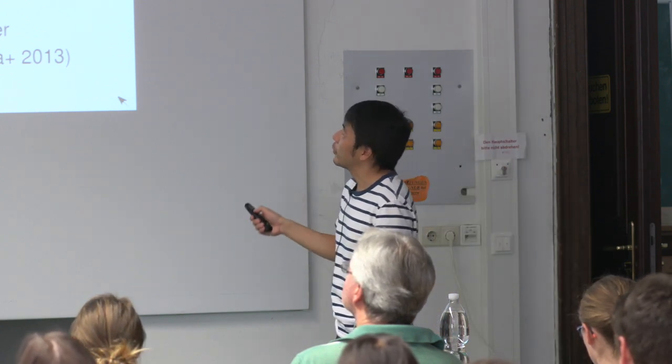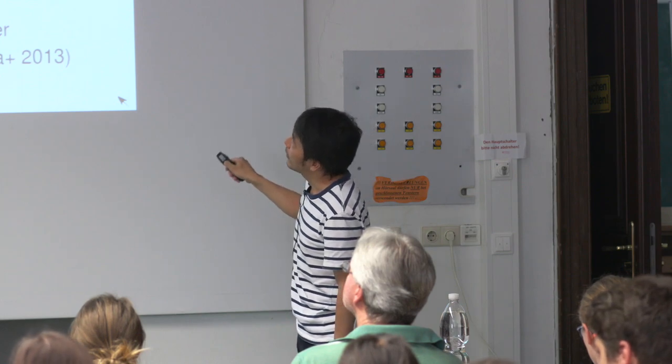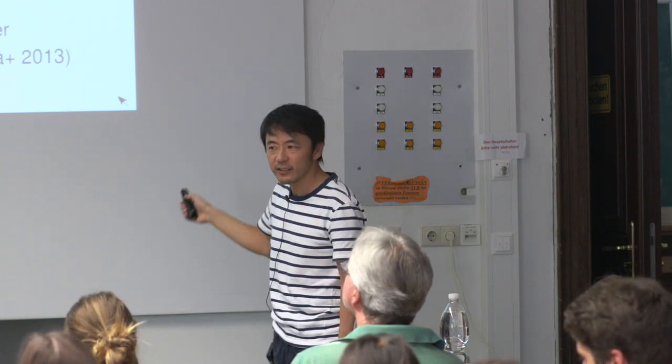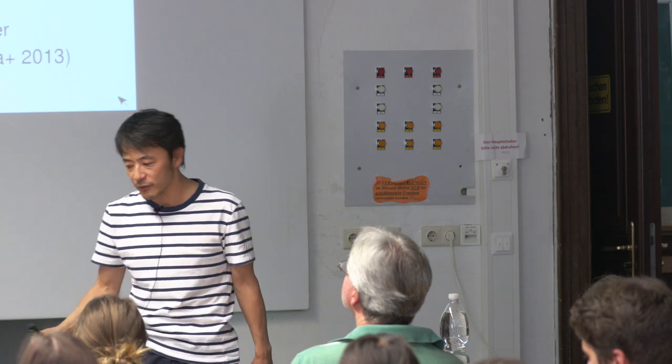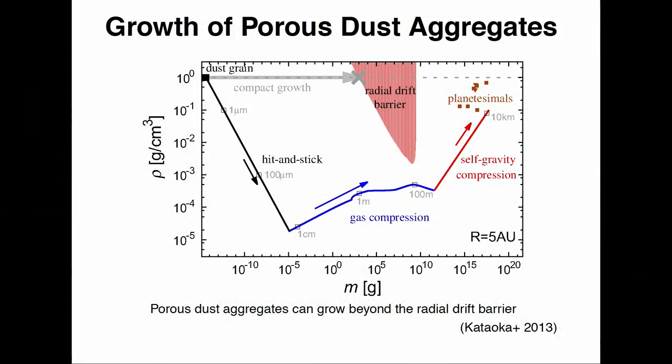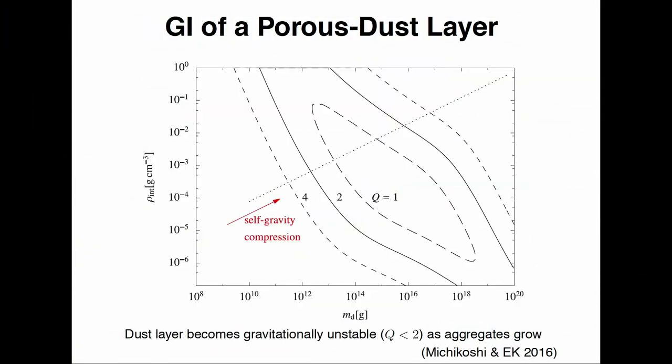And also, we studied this stage in detail, the dynamics of dust aggregates. So this is the same, sorry, the density-mass plane, and this is the dust growth of dust aggregates. And here, the self-gravity compression is effective. So by this evolution, the dust aggregates inevitably hit this Q less than 2 area.